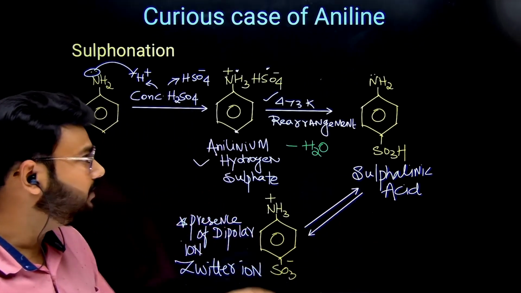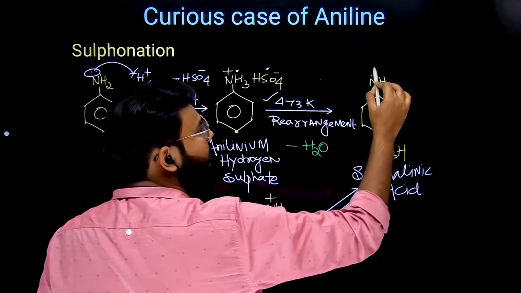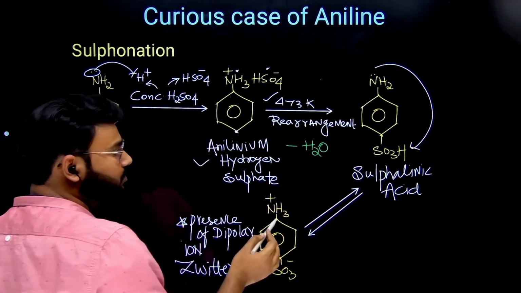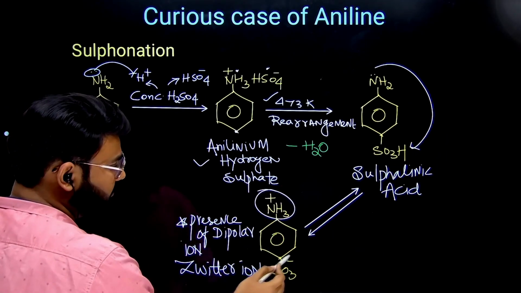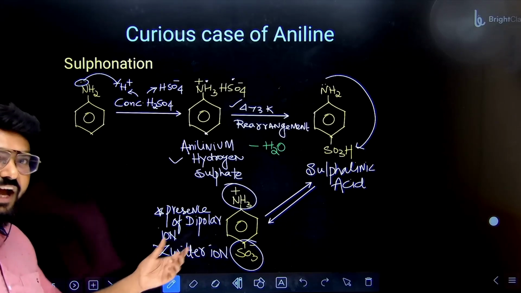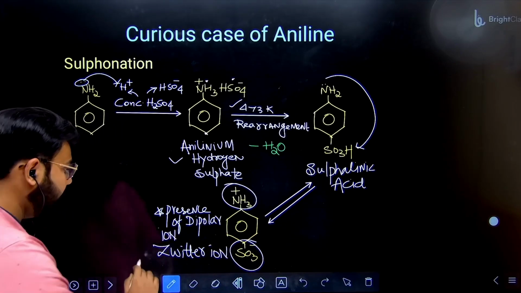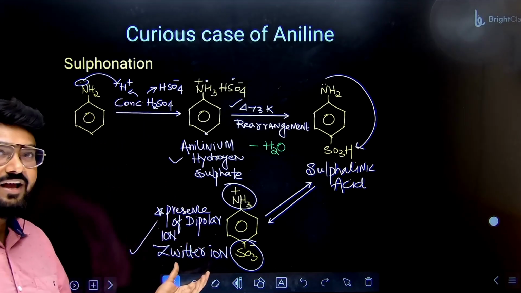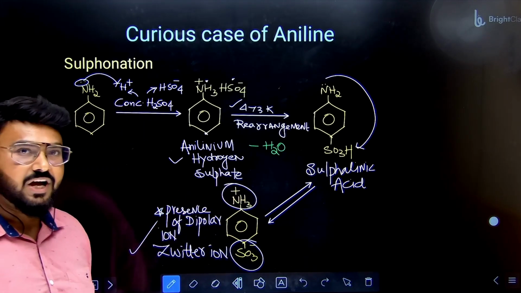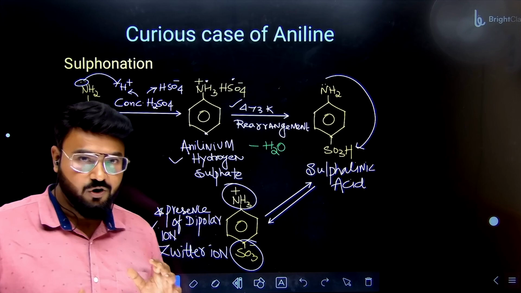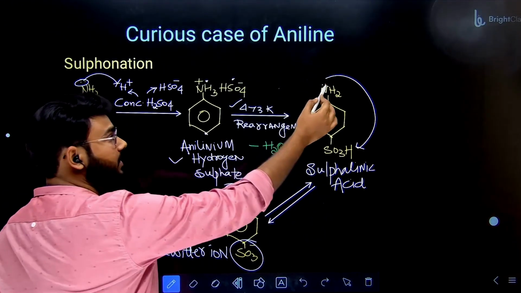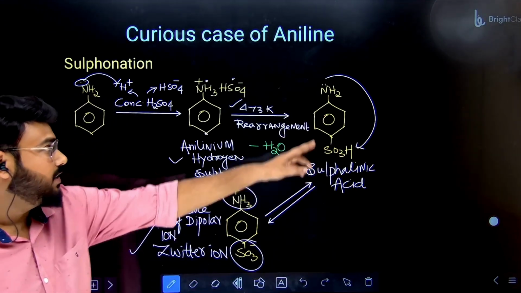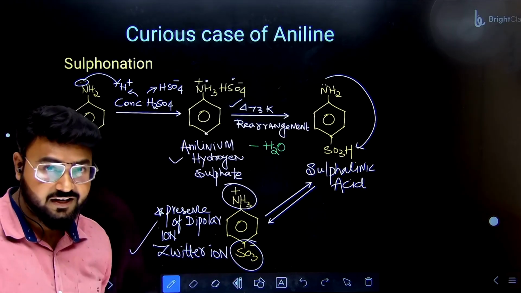and this is sulfanilic acid. But remember, this lone pair takes up this H plus. So due to this, NH3 plus comes here and SO3 minus. So due to the presence of the dipolar ion, we call it a Zwitter ion. Please do remember, this forms a Zwitter ion because there are two charges, positive as well as negative. So all of you have got it, how it came up? The lone pair took up this H plus, and due to this, NH3 plus came up and SO3 minus.